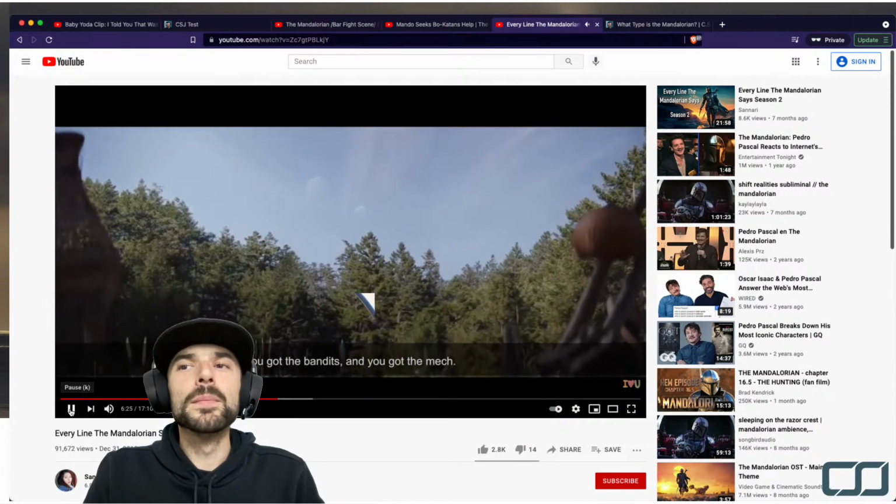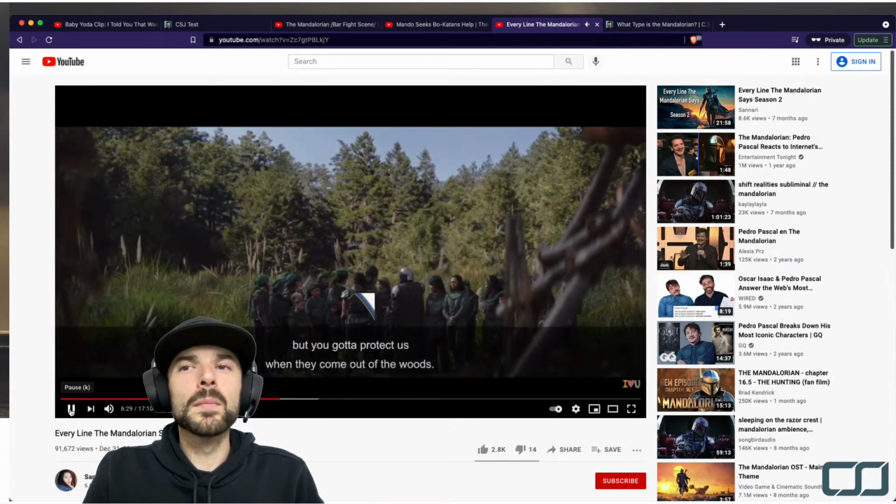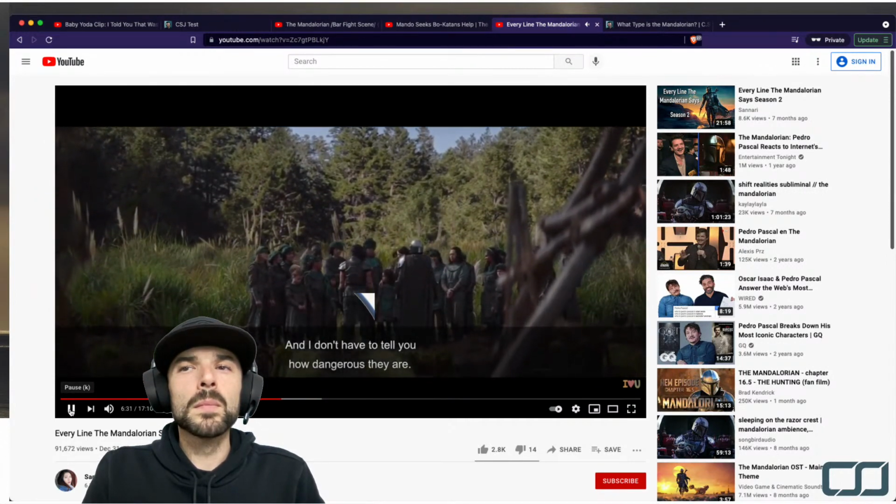You got the bandits and you got the mech. We'll handle the ATST. You gotta protect us when they come out of the woods, and I don't have to tell you how dangerous they are.